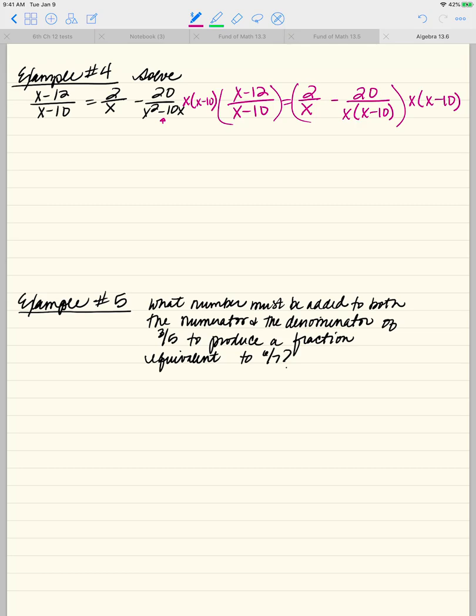Okay, so obviously there's going to be a lot happening here. On the left-hand side of this equation, we're going to cancel out x minus 10. And that's going to give us x times x minus 12. And I'm just going to go ahead and simplify that to x squared minus 12x is equal to 2 over x minus 20, that whole nonsense right here, times x minus 10.